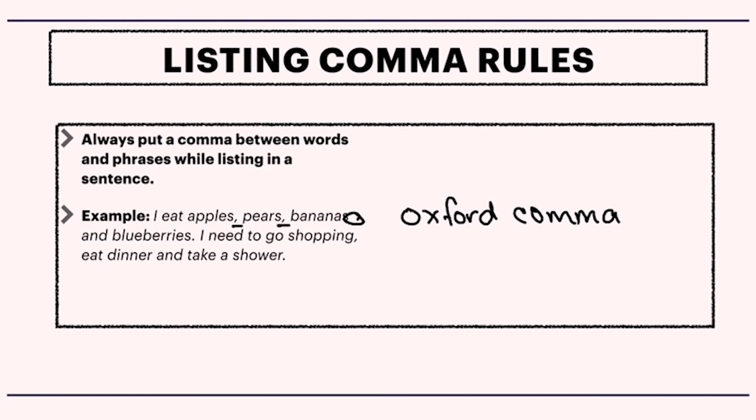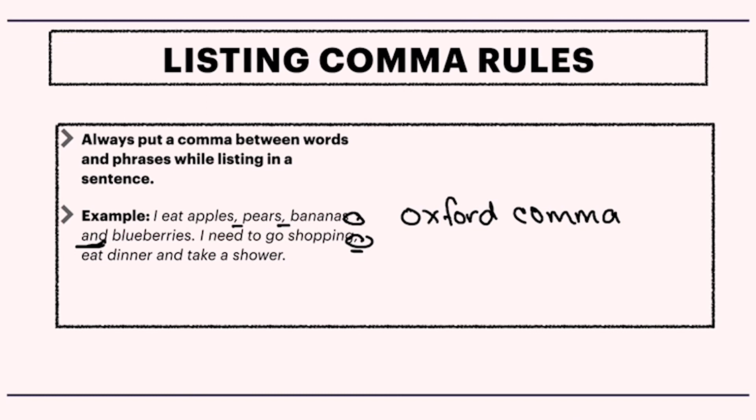Now, also, it's not just for listing words, but sometimes it's for listing verbs as well, kind of used here. I need to go shopping, eat dinner, and take a shower. So again, we have a comma in between go shopping and eat dinner, but we don't have a comma here, that Oxford comma. We omit that. So this will help you to make sure that you're listing your commas correctly. Just remember, comma in between the words or the phrases, but no comma before and. And always comes at the end.